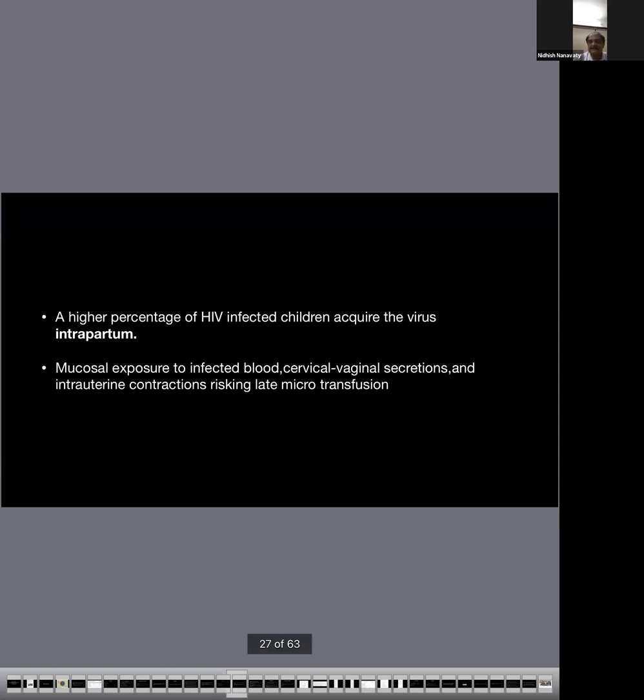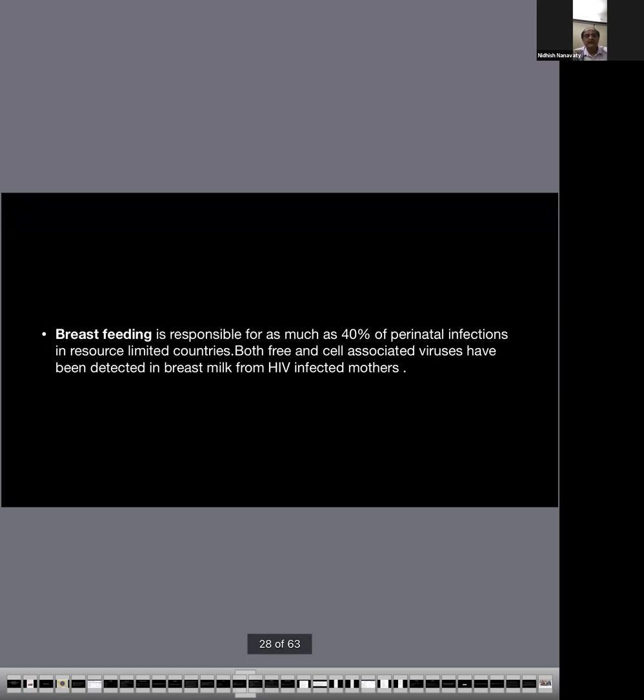A higher percentage of HIV-infected children acquire the virus intrapartum. And mucosal exposure to infected blood, cervicovaginal secretions, and intrauterine contractions risk late microtransfusion. Breastfeeding is responsible for as much as 40% of perinatal infection in resource-limited countries. Both free and cell-associated viruses have been detected in breast milk from HIV-infected mothers.